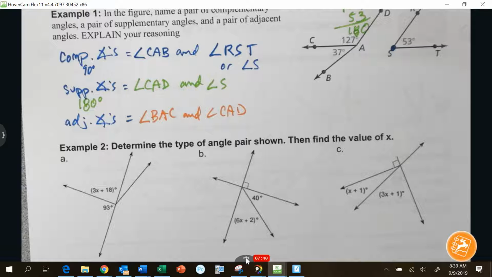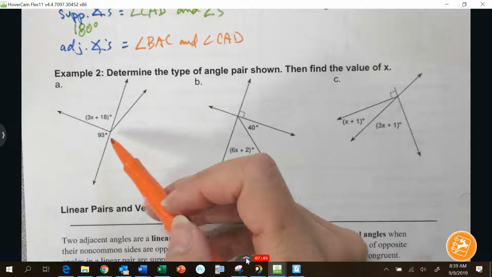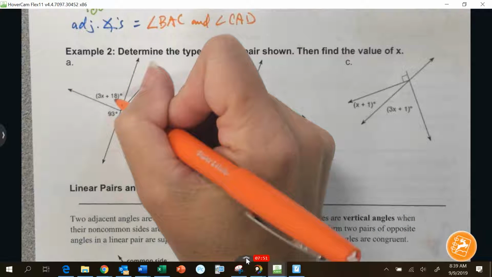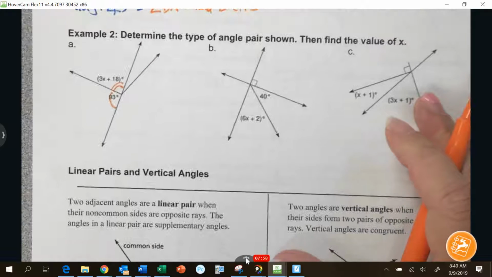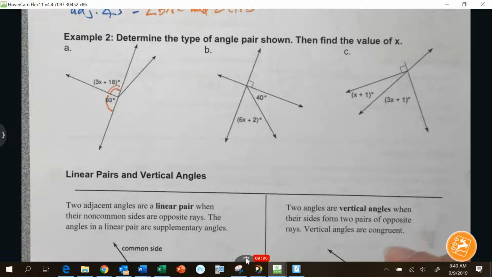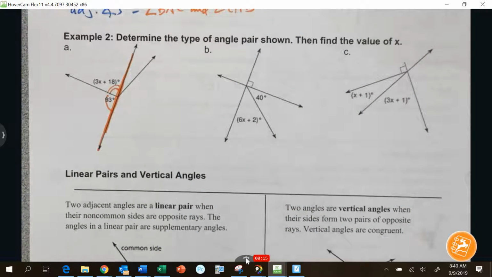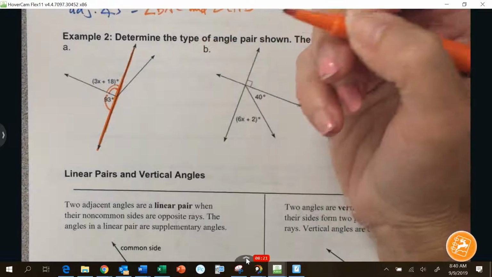All right. Example 2, determine the type of angle pair shown. Then find the value of x. I don't know if we're going to do that for every single one. Let's look at the type of angle pair shown. So we've got 3x plus 18 here, and we've got 93 degrees here. What type of angles are these? When we add them together, their outside makes a straight line.